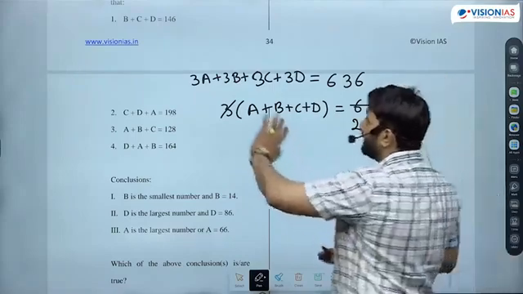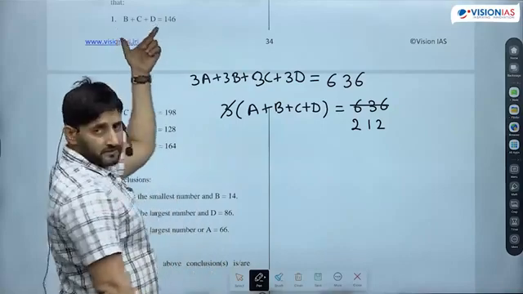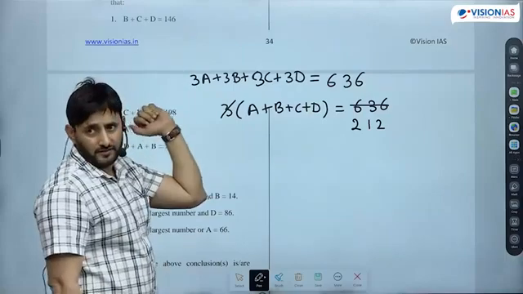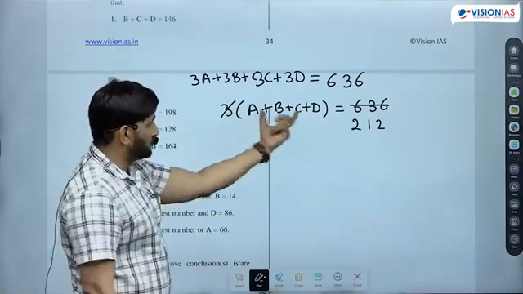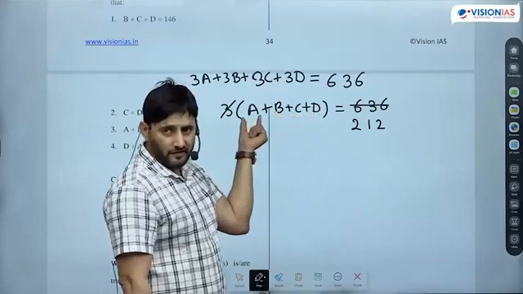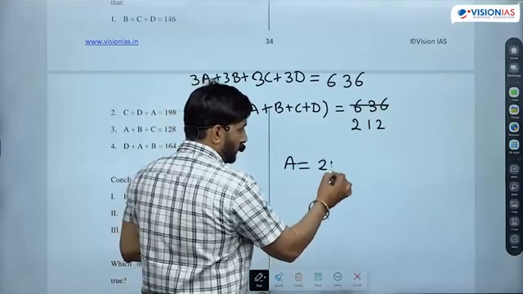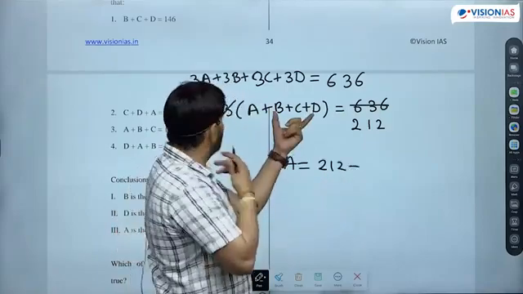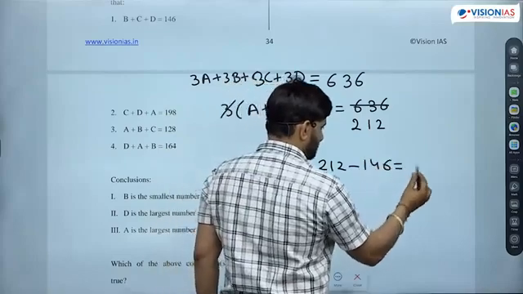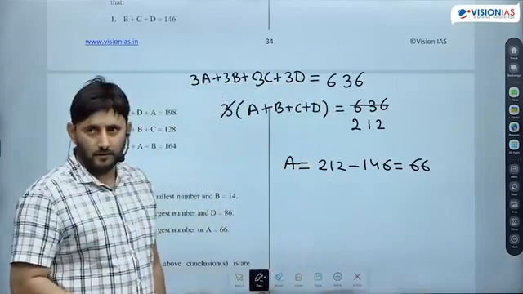Now if I talk about the first equation, in this case B plus C plus D are present. B plus C plus D is equal to 146. So what is missing here? If you put the value of B plus C plus D, what value you will get? The value of A will come. A will be how much? 212 minus the combined value of this, which is 146. Okay.